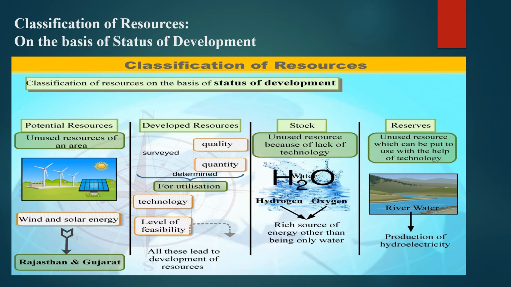Stock: materials which have the potential to satisfy human needs but human beings do not have the appropriate technology to access are included among stock. For example, water is a compound of two gases, hydrogen and oxygen. Hydrogen can be used as a rich source of energy, but we do not have advanced technological support to use it, hence it is considered a stock. Reserves can be used for meeting future requirements. River water can be used for generating hydroelectric power, but presently it is being utilized only to a limited extent.